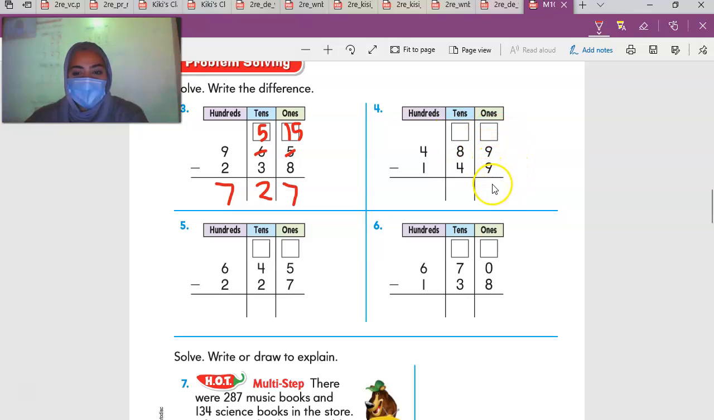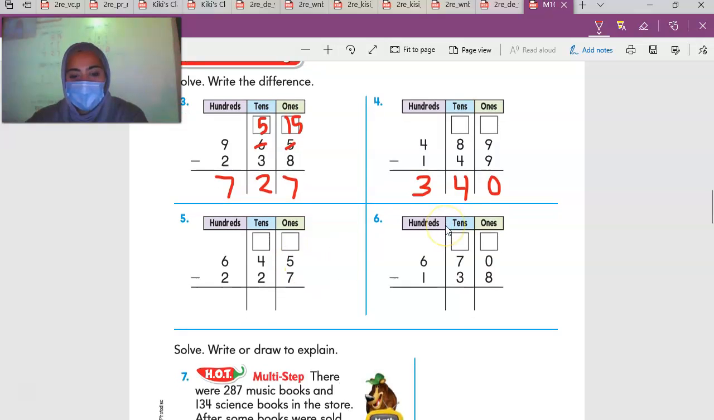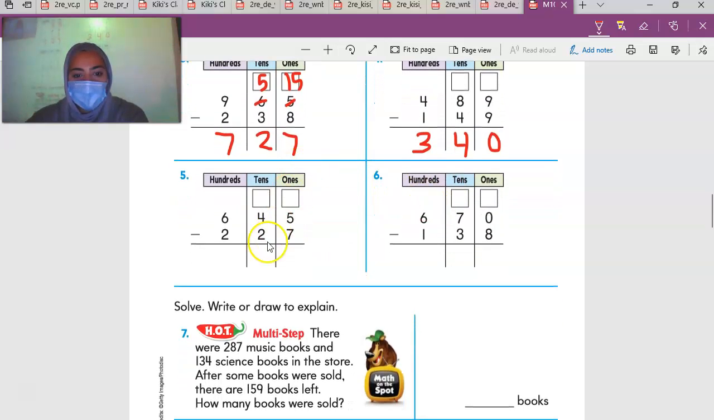Number 4. 9 minus 9 is? That's super easy. 0. 8 take away 4 is? That's super easy. It's a doubles fact. And 4 take away 1 is? That's super easy. What's the answer? 340. Very good.